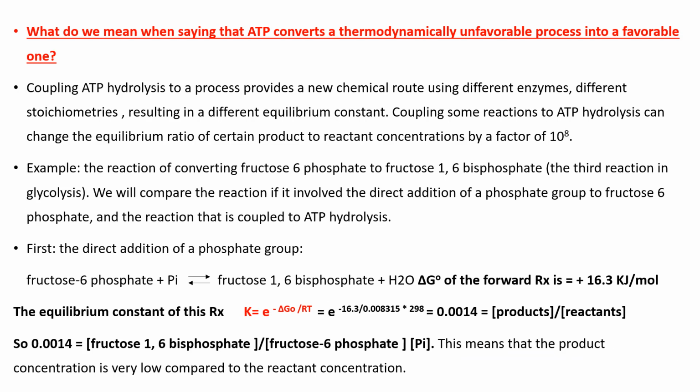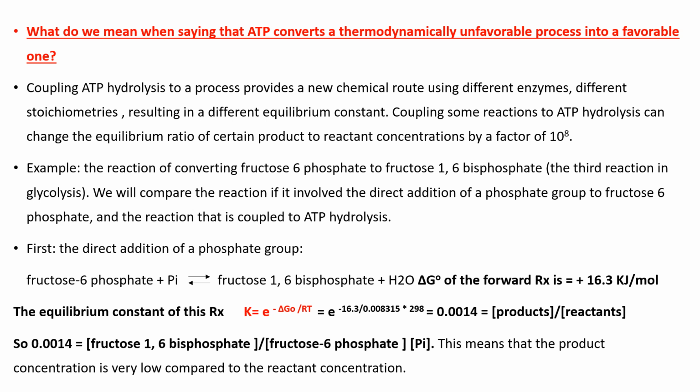So now, what do we mean when we say that ATP converts a thermodynamically unfavored process into a favorable one? Coupling ATP hydrolysis to a process provides a new chemical route using different enzymes and different stoichiometry, resulting in different equilibrium constants. Coupling some reactions to ATP hydrolysis can change the equilibrium ratio of products to reactants concentration by a factor of 10 to the power of 8.